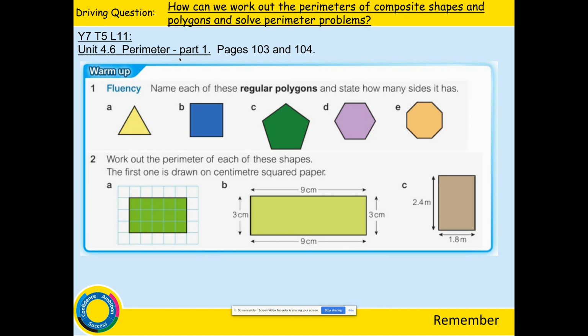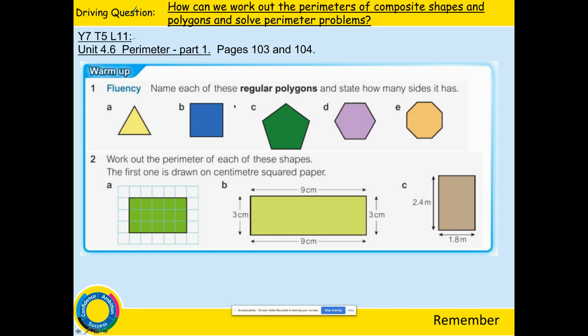Okay, let's have a go at remembering some of the shapes. Name each of these regular polygons and state how many sides it has. Regular means all the sides are the same length. So it's a regular polygon, all the sides are the same length.